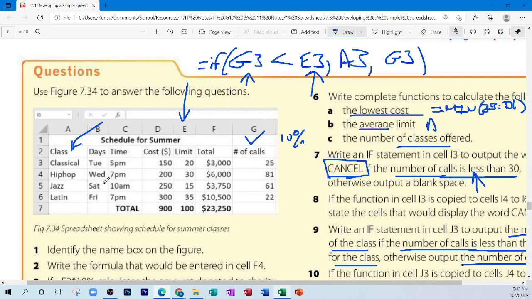Alright, so let's look at the first one. Classical. If classical was to be used on this, if the function was to be used on row 3, what would be the output? 25. The rest of you agree? Disagree?